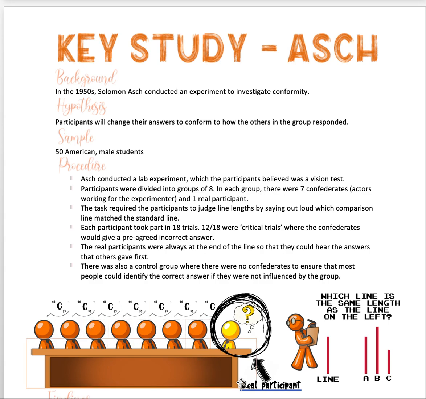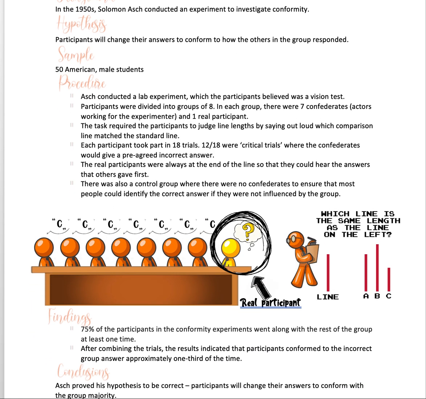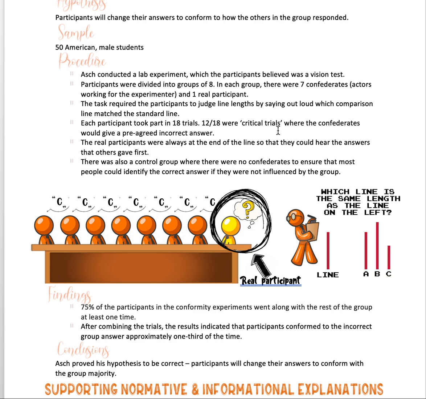7 confederates, 1 real participant, measuring line lengths. Critical trials were the ones that were being measured, so where the confederates were giving an incorrect answer. They didn't give an incorrect answer every single time to stop the participant from clocking on that it was all a joke. And the real participant was always placed at the end.